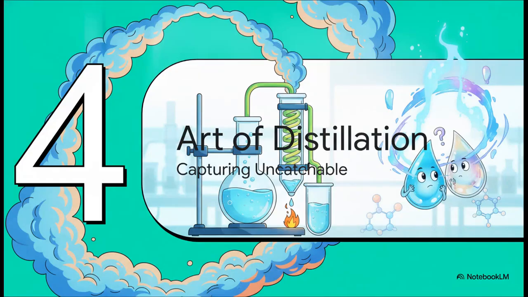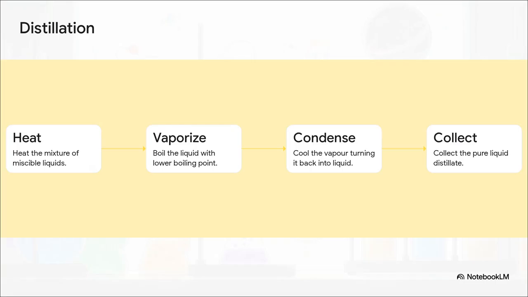Section 4. Capturing the Uncatchable. The Art of Distillation. So we've talked about separating solids from liquids, but what if you accidentally mix two liquids together, say acetone and water? They are completely miscible, meaning they totally dissolve into one another. How on earth do you pull two liquids apart? Let's move to our next technique and see how this builds on everything we've learned so far.